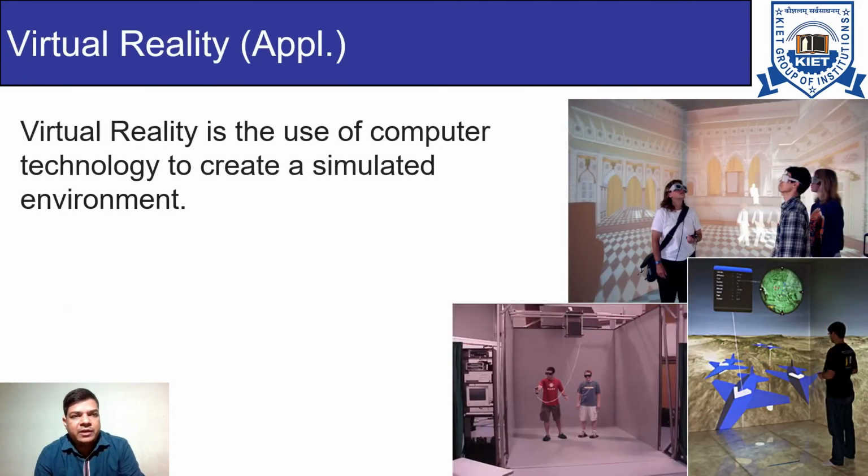The next application of computer graphics is virtual reality. Virtual reality is the use of computer technology to create a simulated environment. You can see in the figures that a virtual environment has been created, and for the user, it seems like he is working in the actual environment. And this virtual reality could help for training purposes.